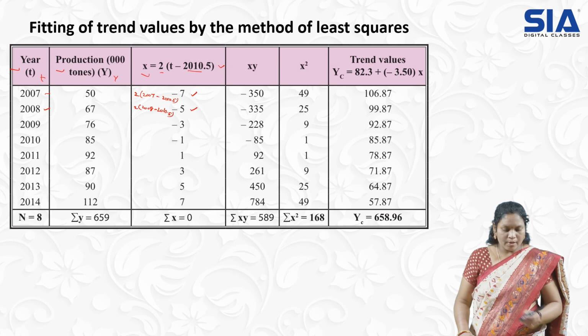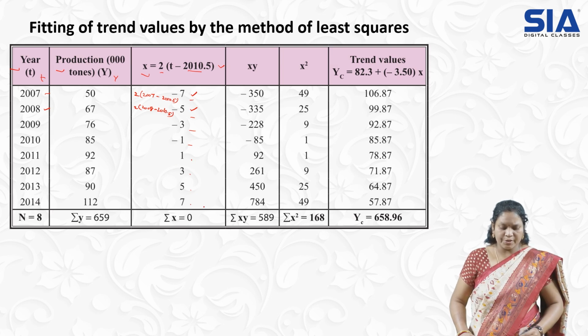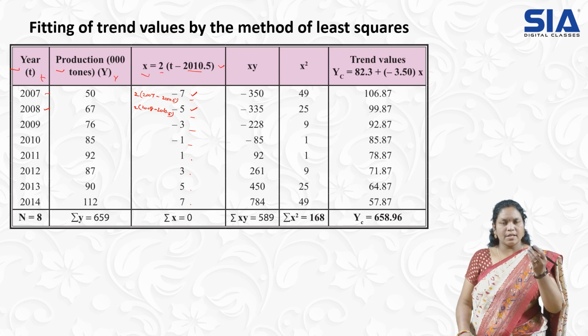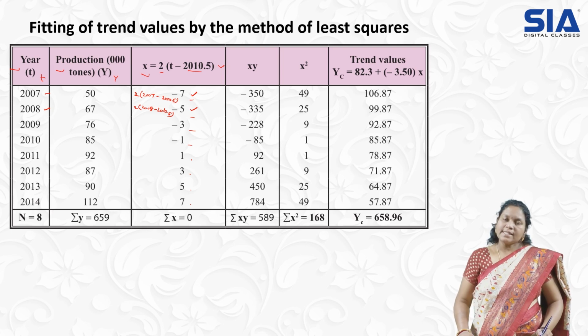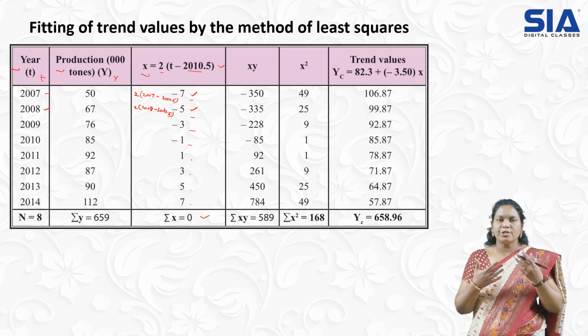Okay, now add up all those values. What happens? Check it out. Minus 7, minus 5, minus 3, minus 1, plus 1, plus 3, plus 5, plus 7, you do, you'll get the answer as 0, because half the data is with minus sign, half the data with plus sign. Summation x goes to 0. All this we have done to get summation x as 0.